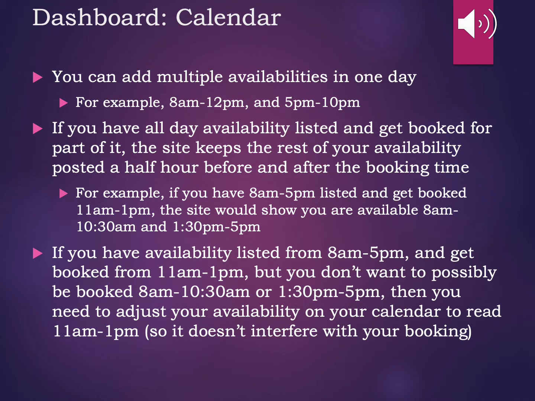If you have full day availability listed and you get booked for part of it, the site will automatically adjust your availability to be available a half hour before and a half hour after each booking. For example, if you have 7 a.m. to 5 p.m. listed and get booked 11 a.m. to 1 p.m., the site would show you are available from 7 a.m. to 10:30 a.m. and again 1:30 p.m. to 5 p.m. If you do not want to work more than once, just take down your hours.